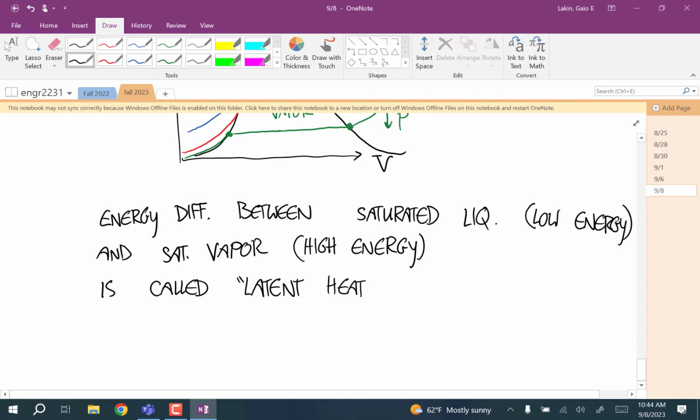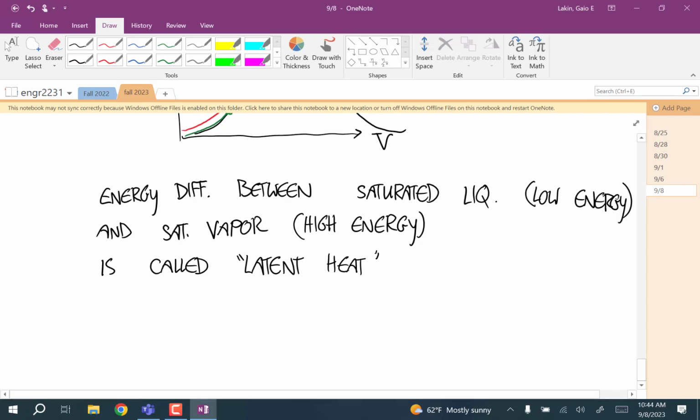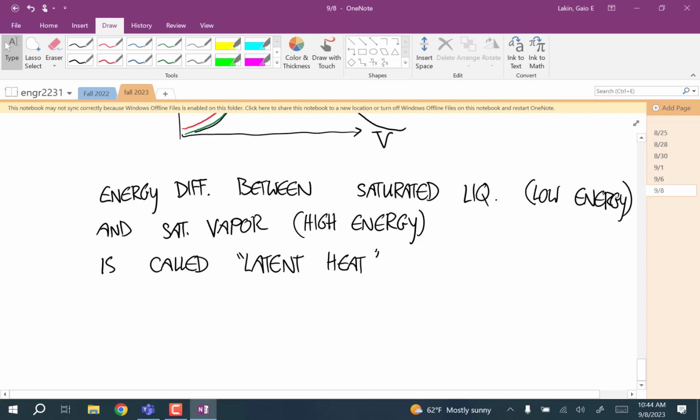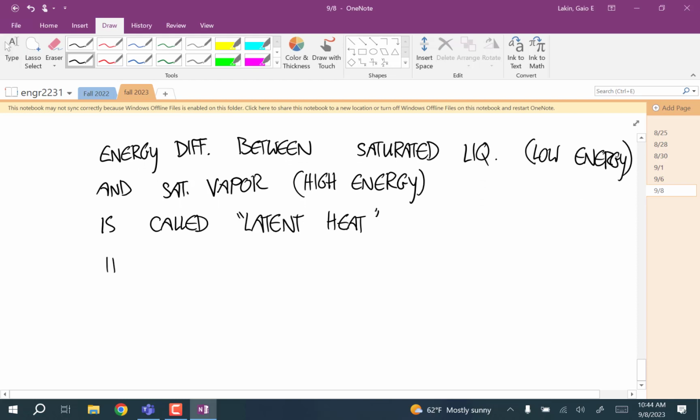The best explanation I can think of for why they would call it latent heat is you can think of it as sort of hidden energy that doesn't show up in the temperature but is present in a vapor. So it's energy held by a vapor that isn't shown by the temperature.